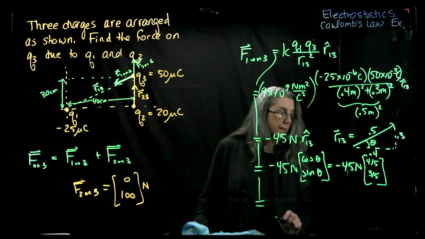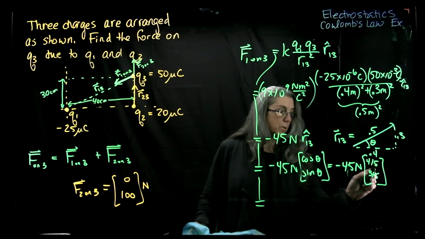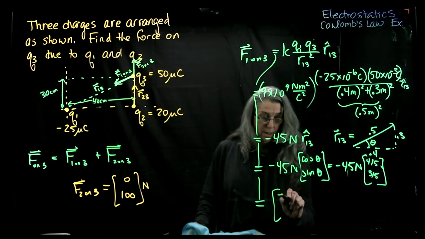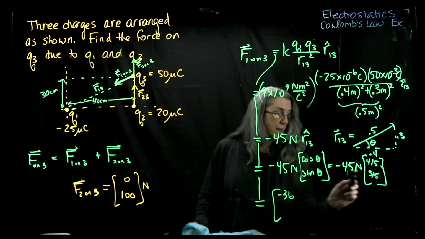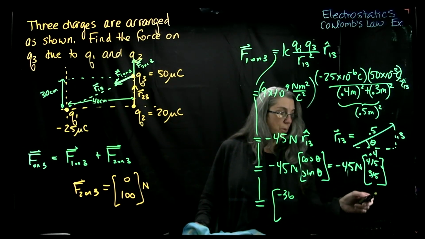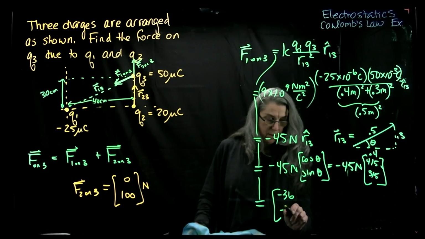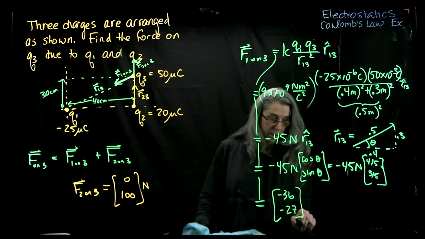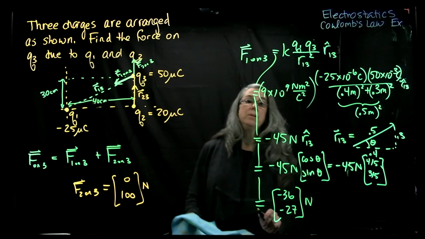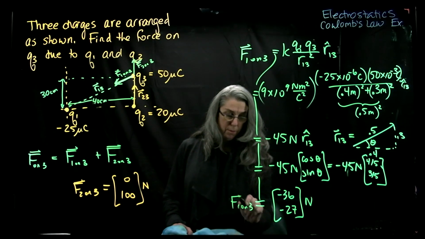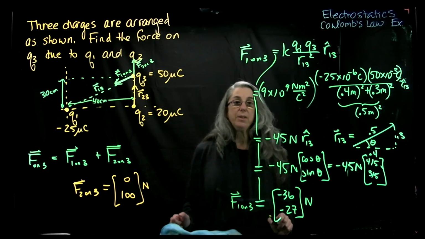5 goes into 45 nicely and gives me a 9. So 5 into 45 gives me a negative 9, and then times 4 gives me a negative 36 for the x component. And then for the y component, 5 again goes into 45 and gives me negative 9, and then times 3 is negative 27. And that is in newtons, and that is F1 on 3.